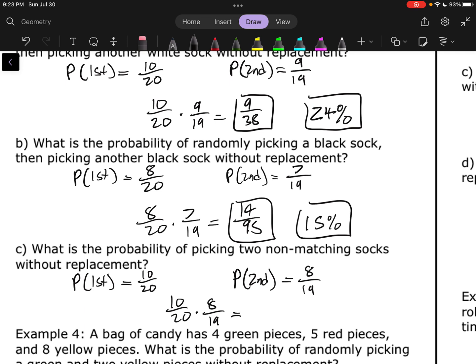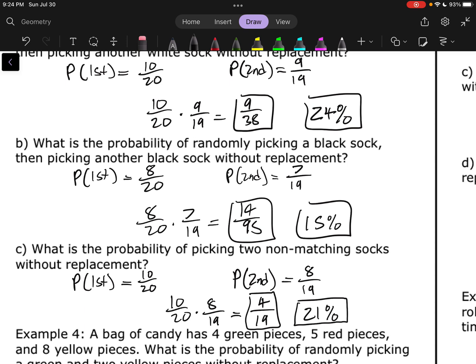Let's see what happens here. 10 out of 18 times 8 out of 17. I am getting 40 out of 153, which is about 26%. Cool. So that would be that first way.